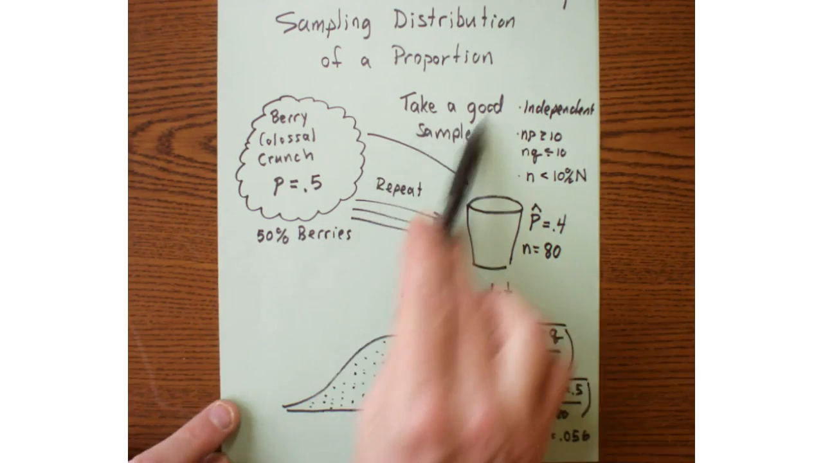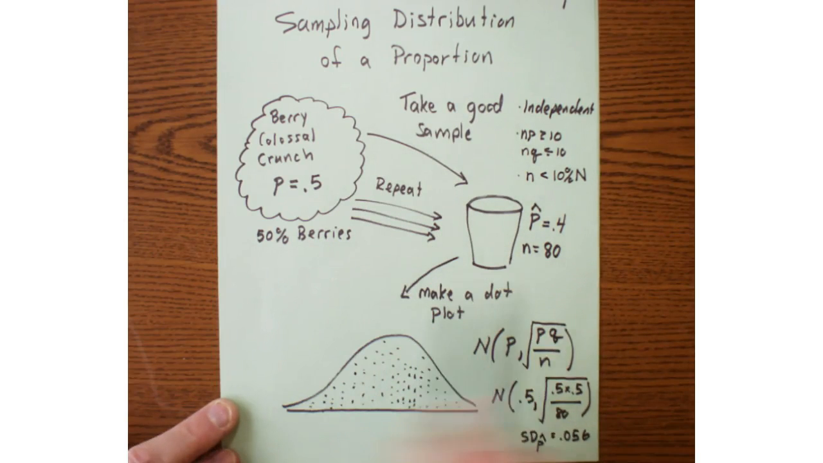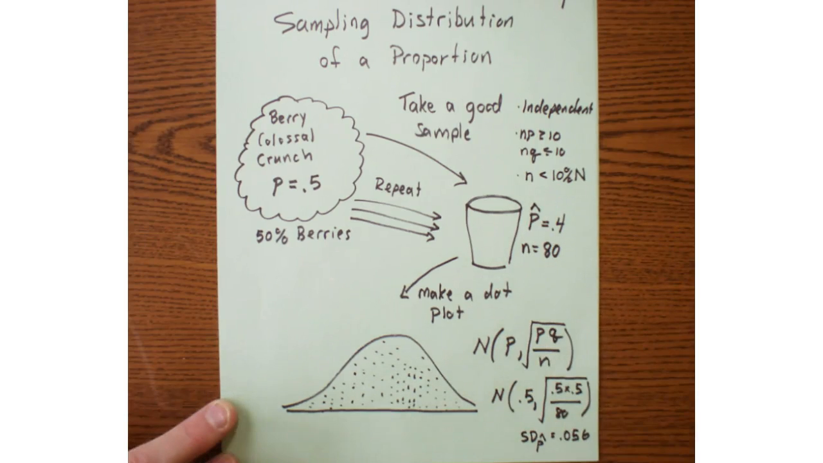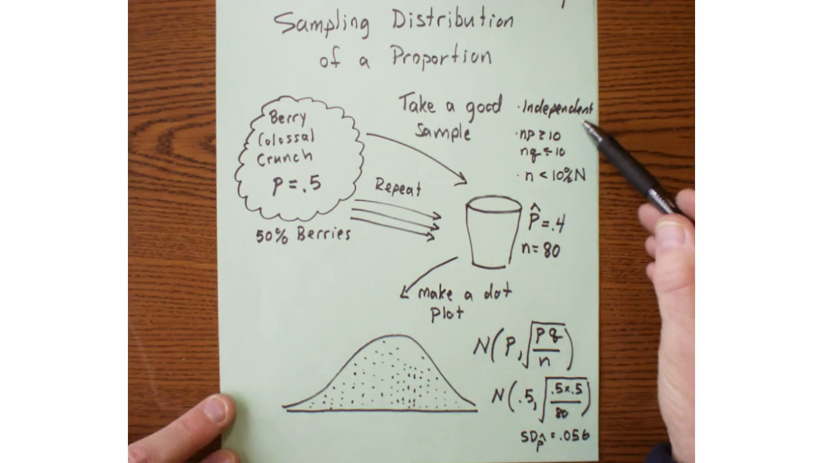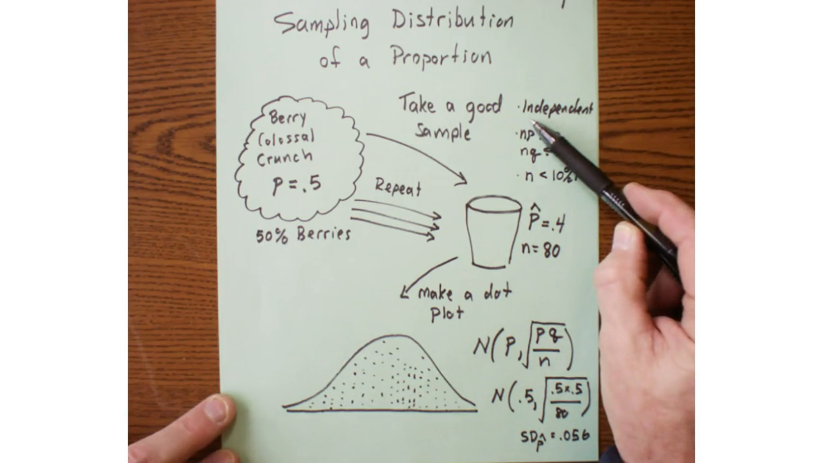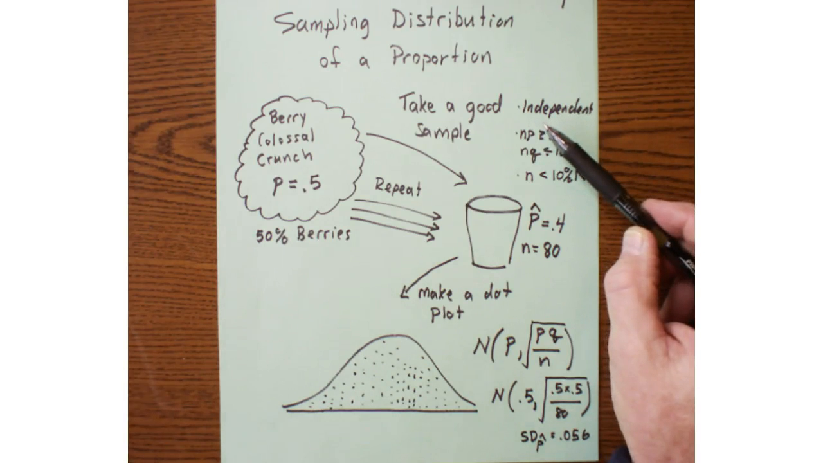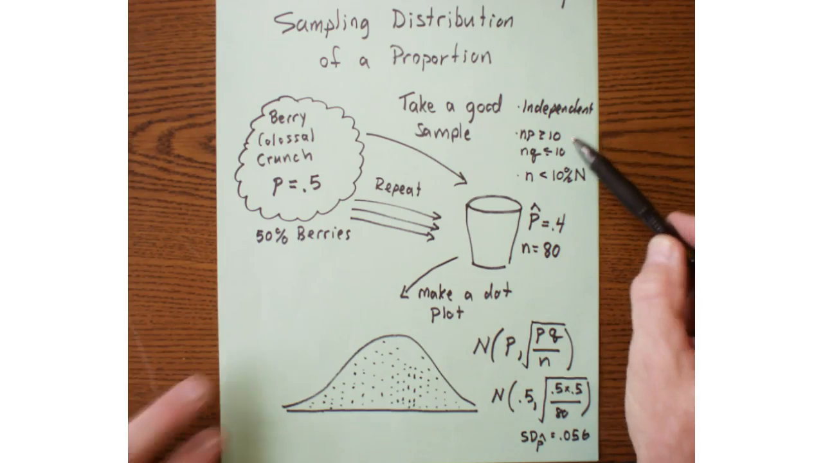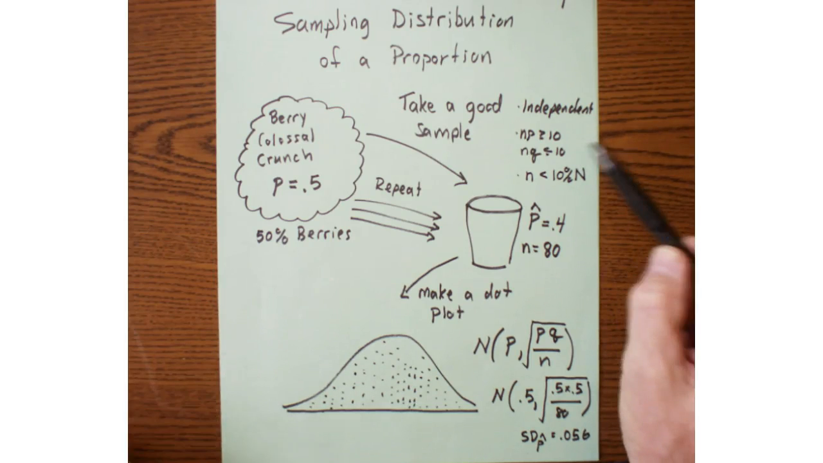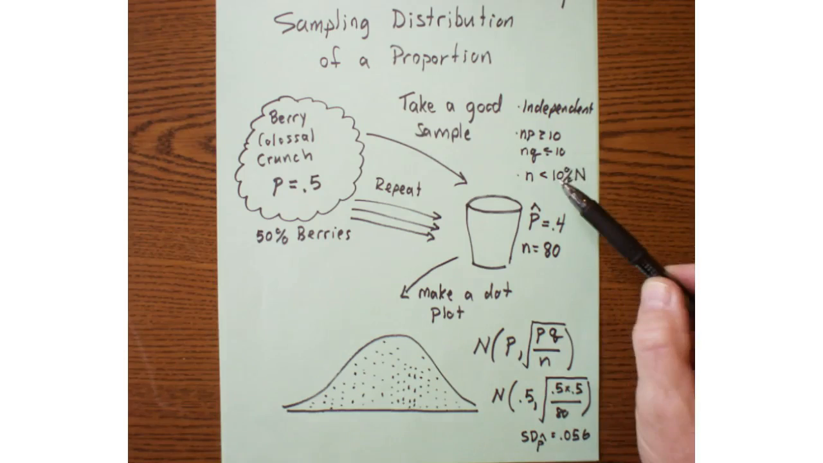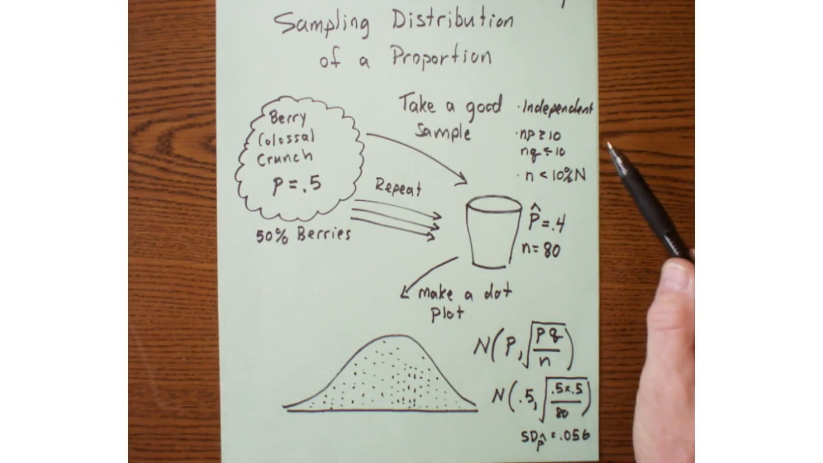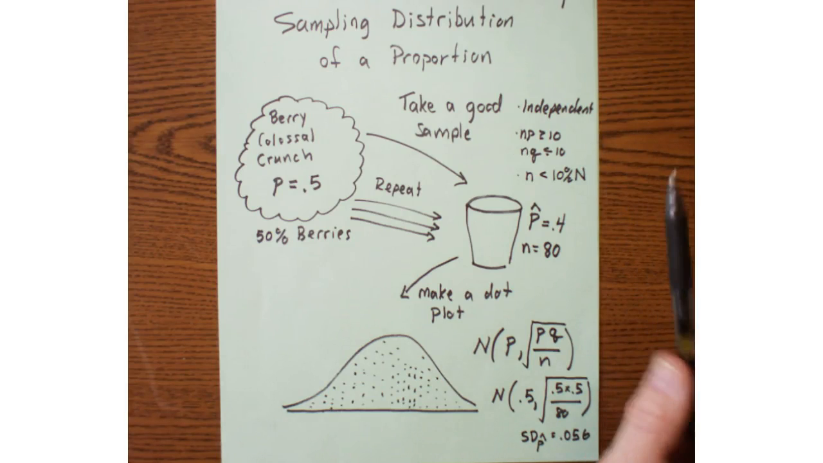Suppose I take a good sample. I take a cupful that has 80 pieces of cereal in it, and in that cup of cereal, 40% is berries. By a good sample, remember, I mean the pieces of cereal are independent of each other, whether or not they're berries, and that is typically accomplished by taking a random sample. The cup needs to be big enough, so I want at least 10 successes and 10 failures. In this context, my cup has at least 10 berries and at least 10 non-berries. And of course, the sample is not too large.